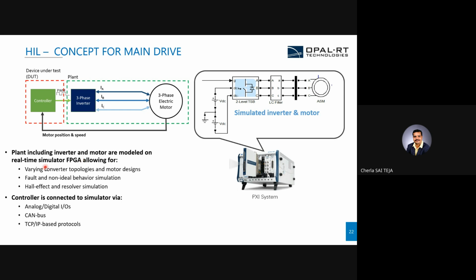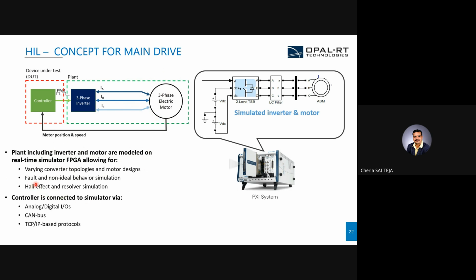So here we can see how we are going to simulate the whole powertrain. As I told, the controller might require the current or voltage feedback along with the motor position and speed. Our simulator can provide all this data via analog and digital I/O. The plant here, including the inverter and motor, is modeled on an FPGA processor. So with one FPGA, as I told, I can test a PMSM drive today, tomorrow an induction motor or SRM motor. So we can have various converter topologies and motor designs.